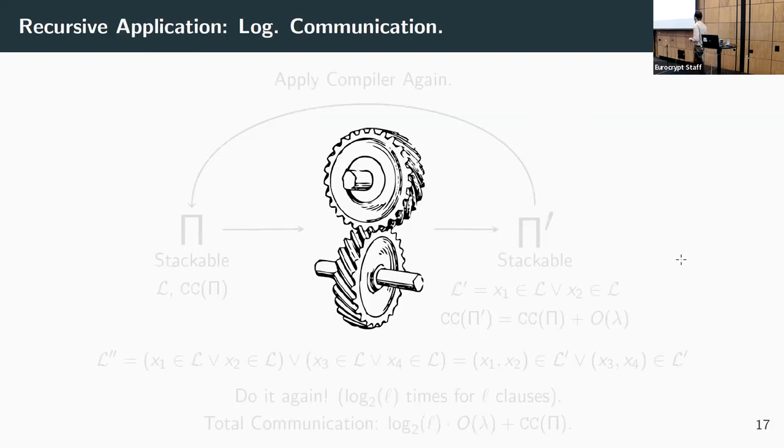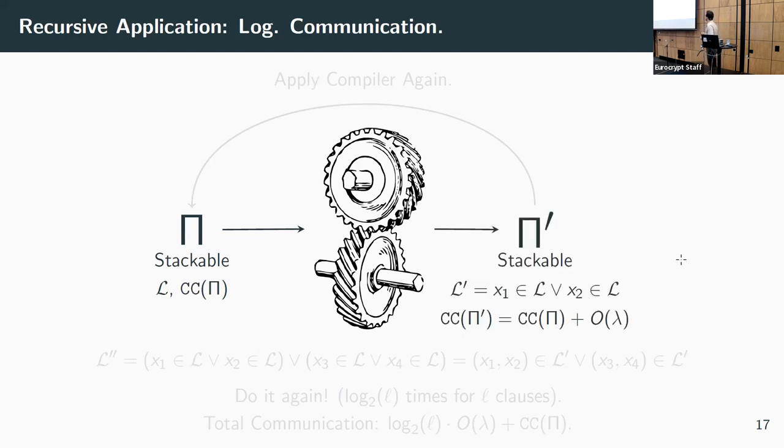Okay, so at this point, we have a not super exciting compiler that takes a Sigma protocol that would have had two last round messages, and it gives you a Sigma protocol that has one last round message, compared to CDS. But what's the trick now? So the trick here is that this compiler takes a stackable Sigma protocol for a language with some communication complexity CC of pi, and it gives you a stackable Sigma protocol for the language of disjunctions, so x1 is in L or x2 is in L, where the communication overhead is essentially just that of the partially binding commitment scheme.